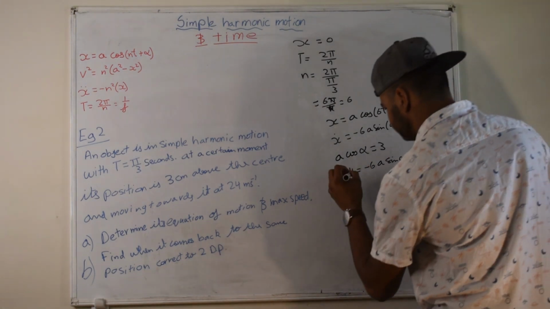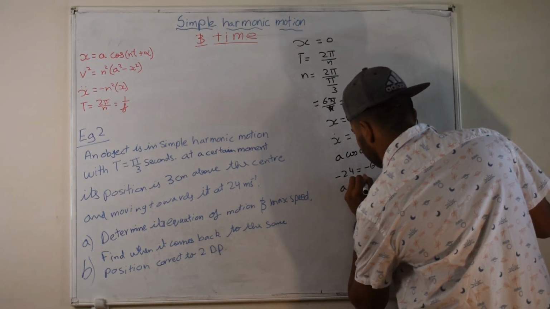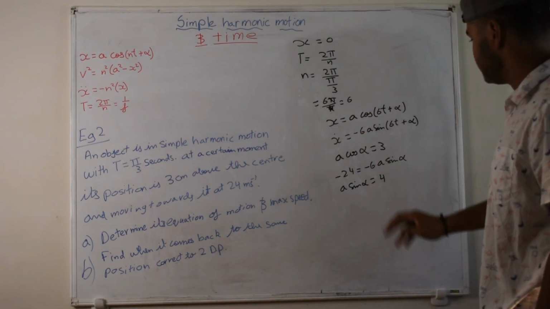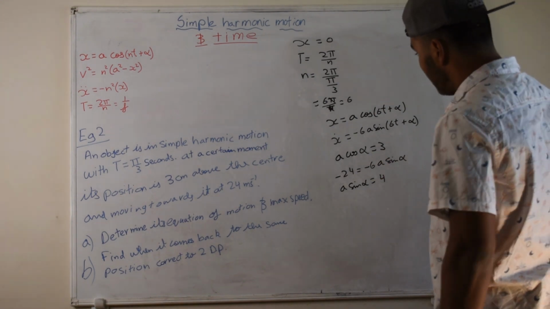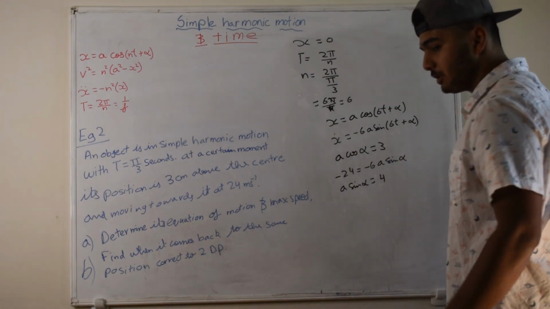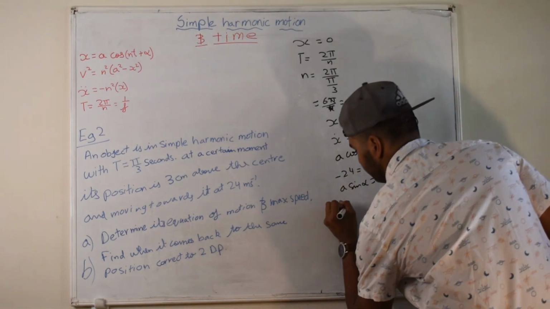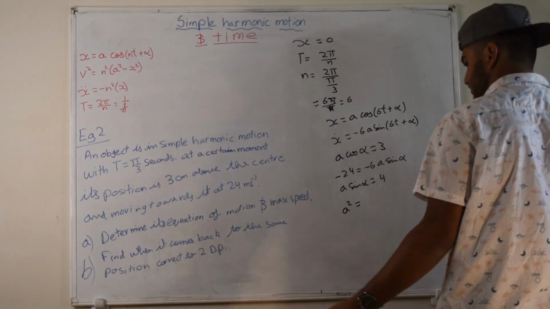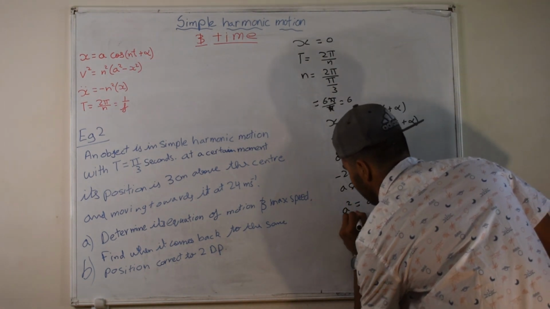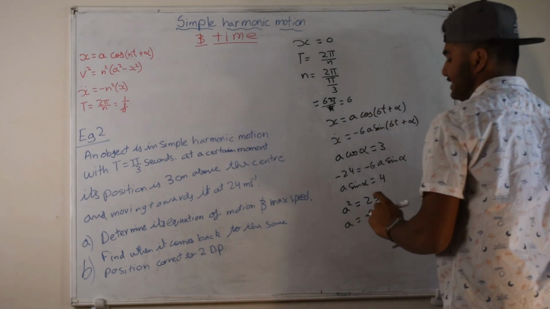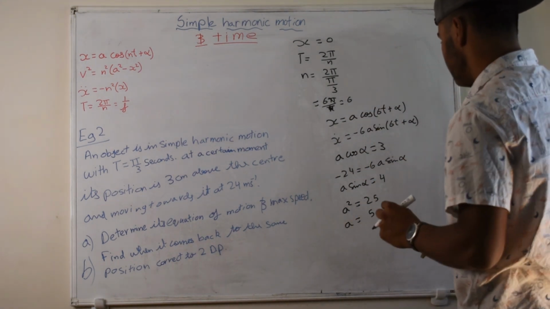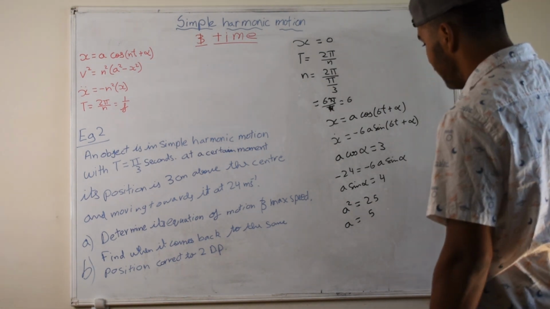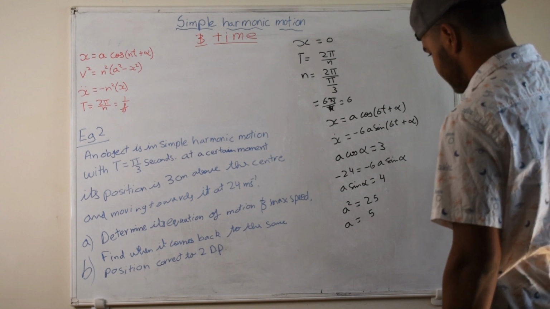Correct? Rewrite this. We have a sin alpha equals 4. Negative 24 divided by negative 6 gives me 4. Square both sides to find the value of a, because sine squared alpha plus cos squared alpha gives me 1. Therefore, a squared equals 4 squared plus 3 squared, which is 16 plus 9 is 25. a equals 5, taking the positive case because a is greater than 0. So we have a equals 5 in this case, correct?